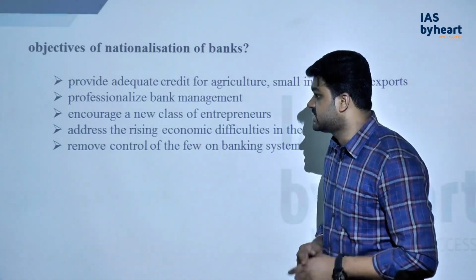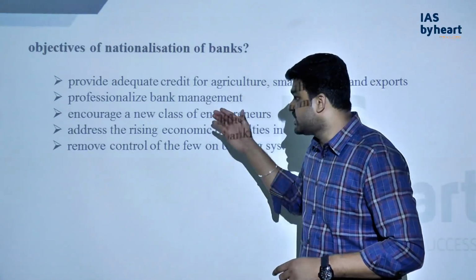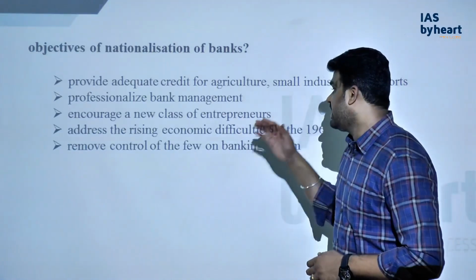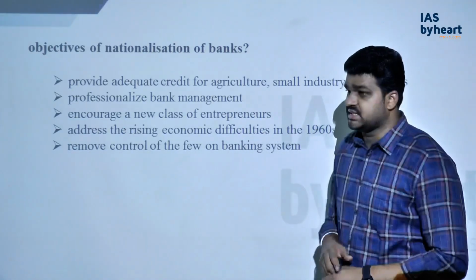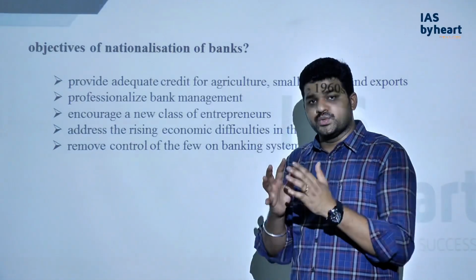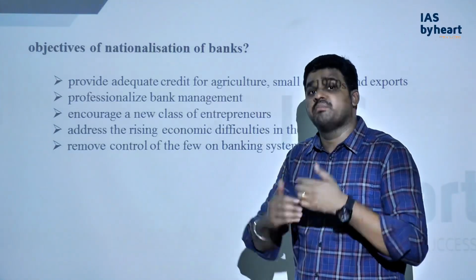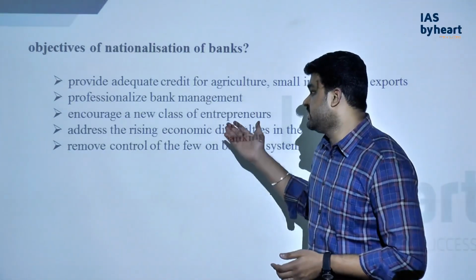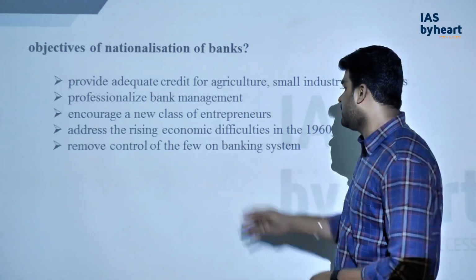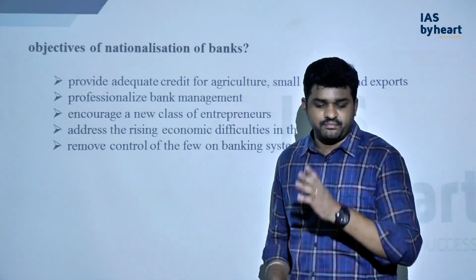Then the third thing is to encourage a new class of entrepreneurs. Okay, this is also an important objective. The fourth is to address the rising economic difficulties in the 1960s. I already told you that after the 1960s there was a huge economic problem, which means the government could not fund the people's welfare. So this is the main important reason, and then to remove the control of a few on the banking system. So these are also the objectives of bank nationalization.